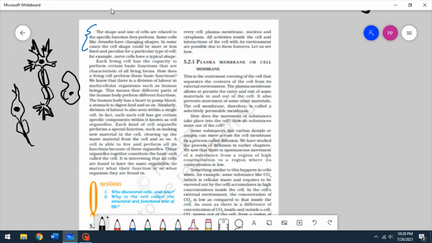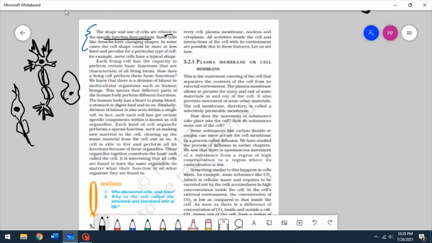So the first statement says the shape and size of cells are related to the specific functions that they perform. So what is the function of a neuron? I'm going ahead of myself, but the function of a neuron is to transmit messages, right? So from one neuron to another, it should receive a message from this end and pass it on to the next end. So the most helpful structure would be to have a long and elongated structure. That's why all neurons are like this, whether they have 4 branches or 5 branches or just 1 branch. They're almost always very long.